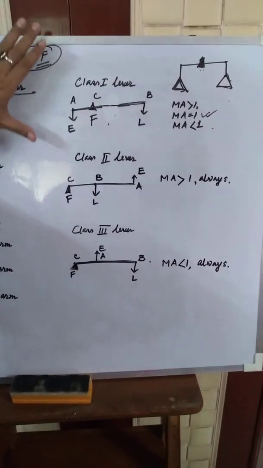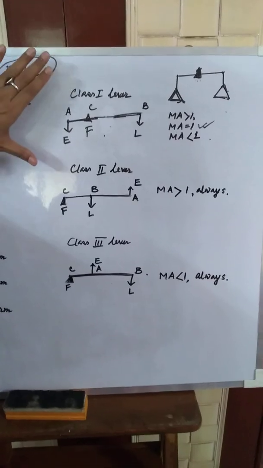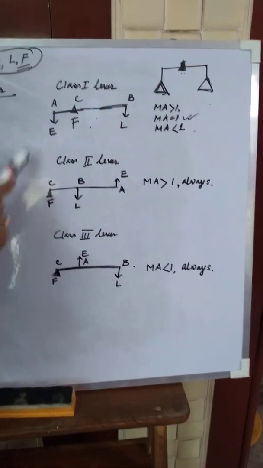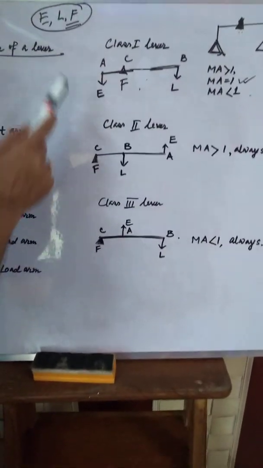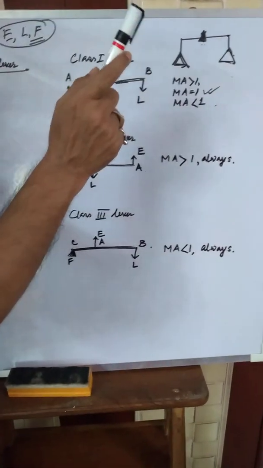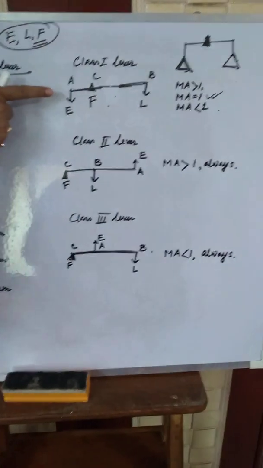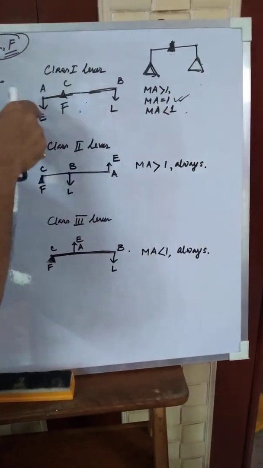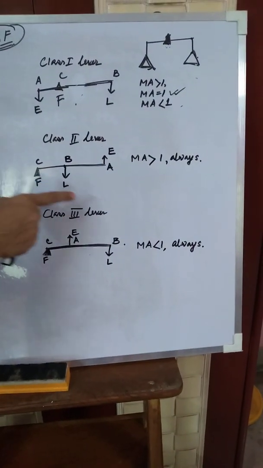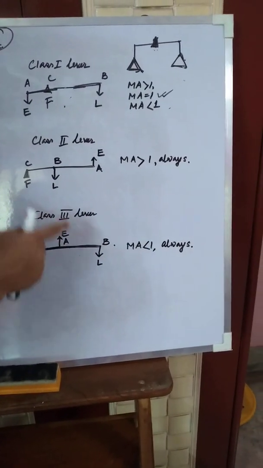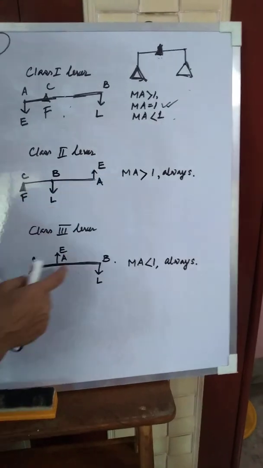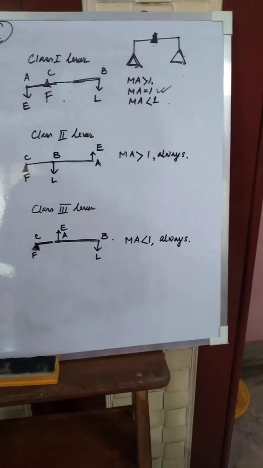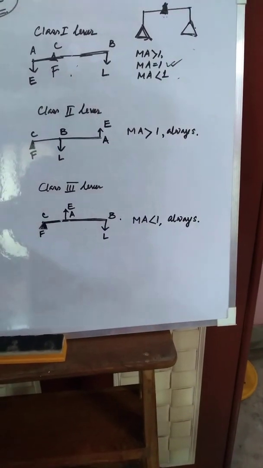So please practice the drawing of the three kinds of lever. I'm talking about the diagrammatic drawing of class 1, class 2 and class 3 lever. And mind that in the class 1 lever, the direction of effort and direction of load are both in the same direction. But in the class 2 and class 3 lever, the directions of load and effort are different. I'm just giving you an idea of that.